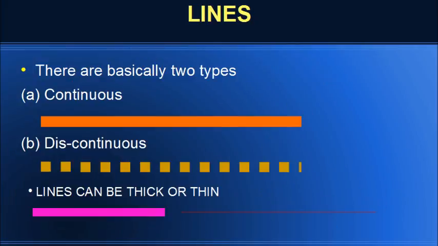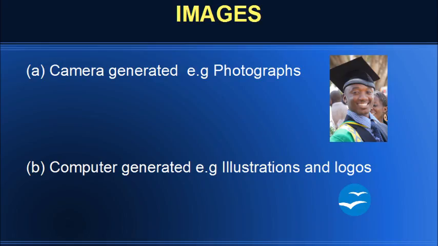Lines: basically there are 2 types. There are continuous lines and discontinuous lines, such as dotted lines. Lines can be of varying weights. They can be thick or thin. Images include computer generated images such as illustrations and logos, and camera generated images, for example photographs.